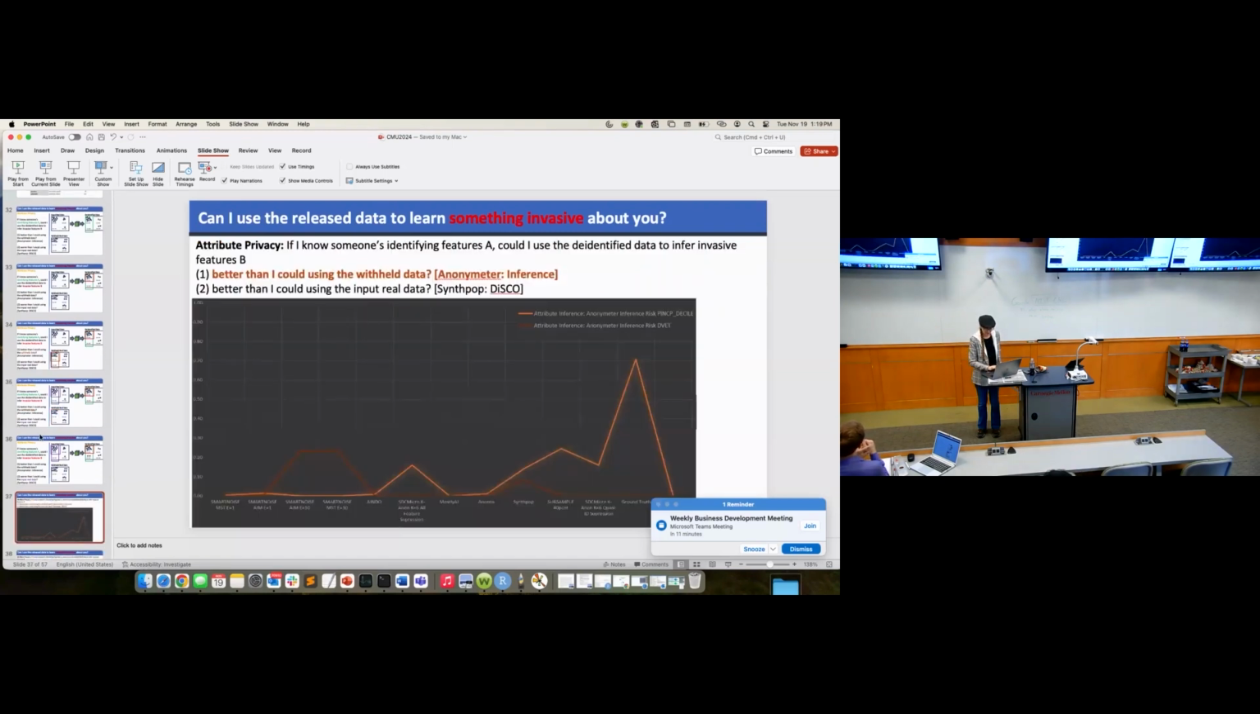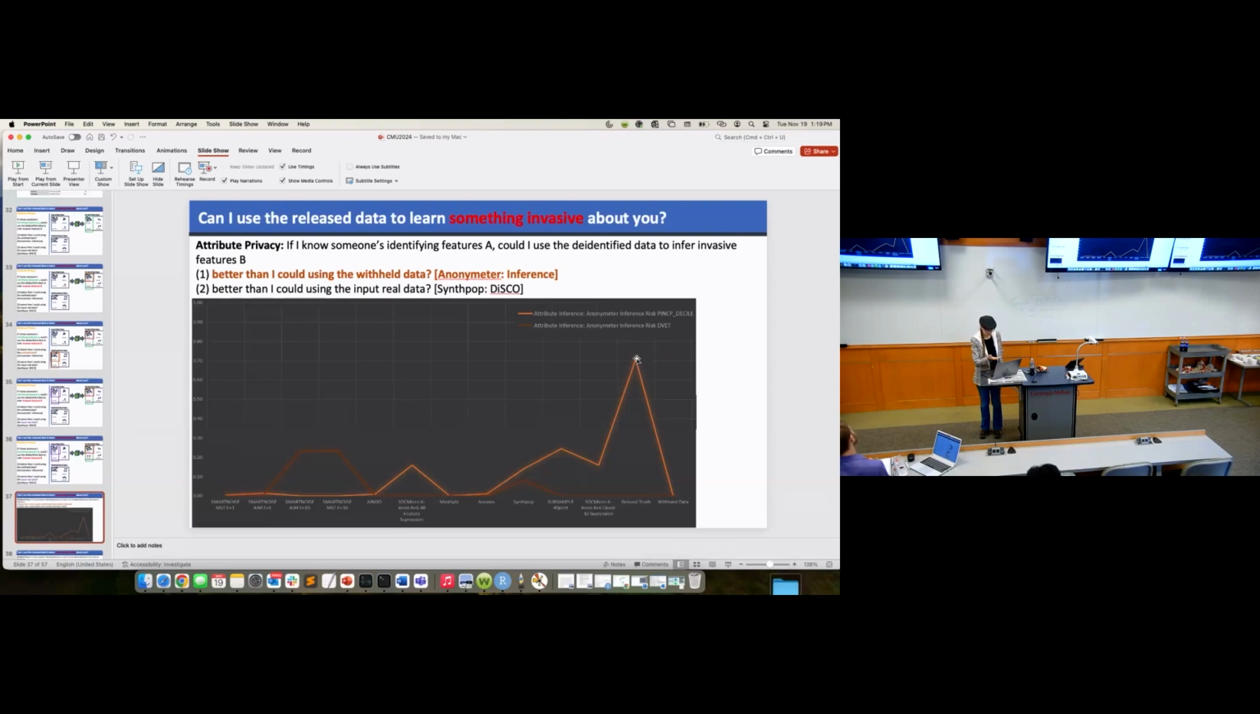Here we're looking at all the different techniques, all these synthetic data samples, and how badly they are doing on privacy according to attribute inference, according to the Anonymeter. One is looking at whether I can infer your income, the other at whether I can infer your veteran status.